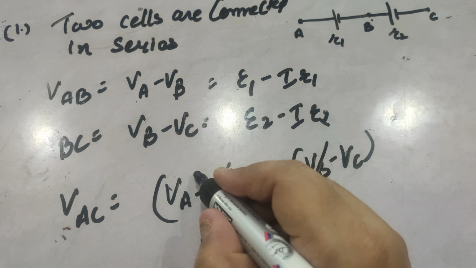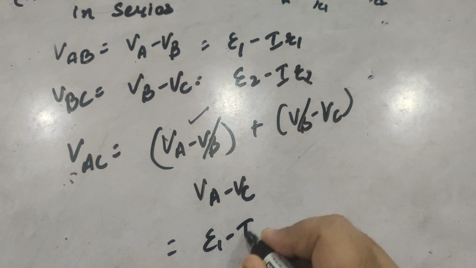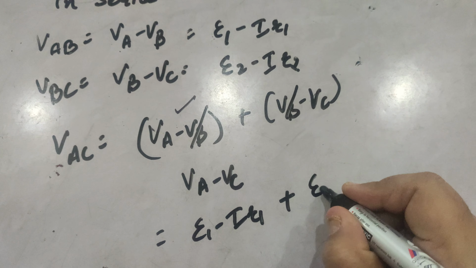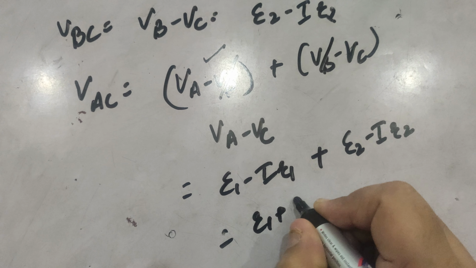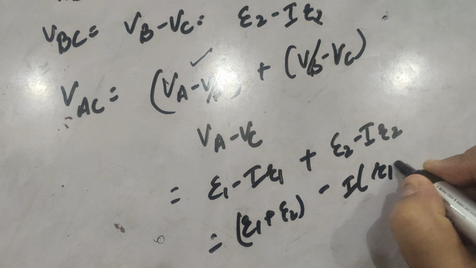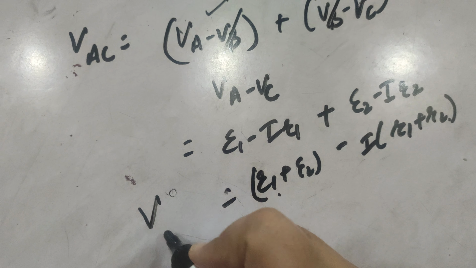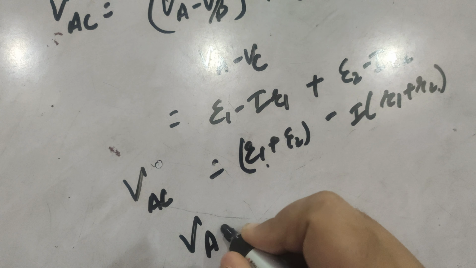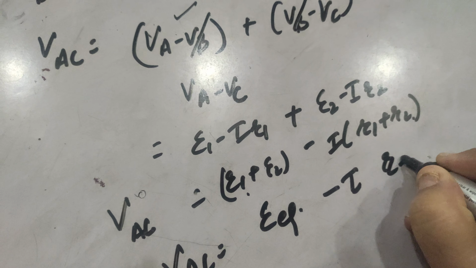So putting the values of VA minus VB is E1 minus IR1 plus VB minus VC is E2 minus IR2. So taking E1 plus E2 collectively and minus I taken common, R1 plus R2. It means we can say here when the two cells are connected in series, we can express this relation as VAC is equal to E equivalent minus I R equivalent.